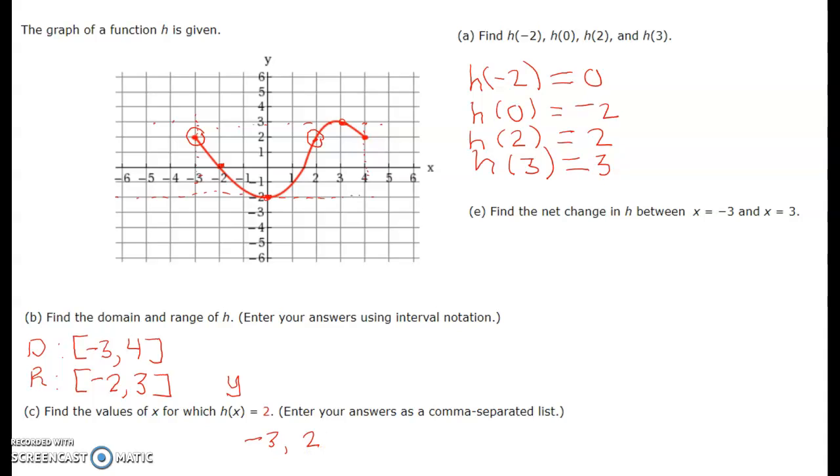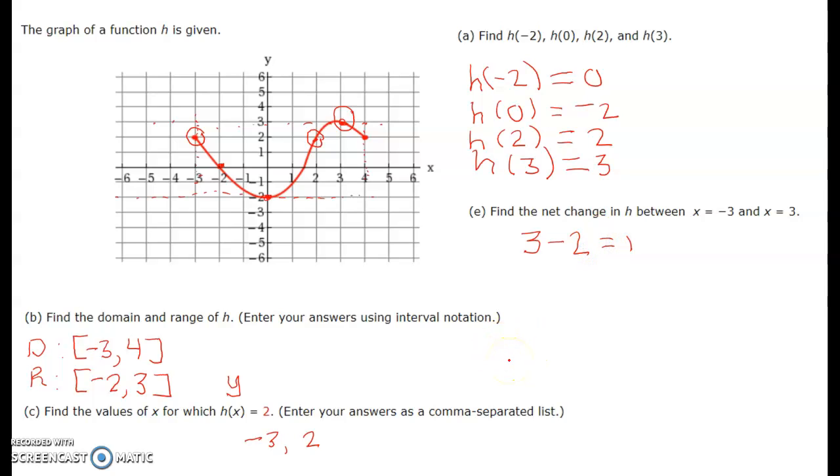Finally, in this question, we're asked to determine the net change in h from an x value of -3 to an x value of +3. At an x value of +3, I see that our y value is 3, and at an x value of -3, I see that our y value is 2. So the net change is just 3 minus 2, which is equal to 1.